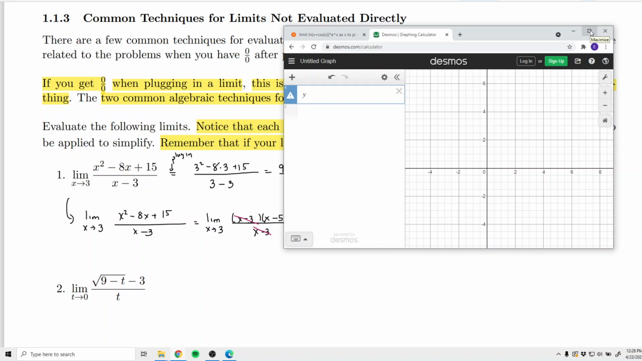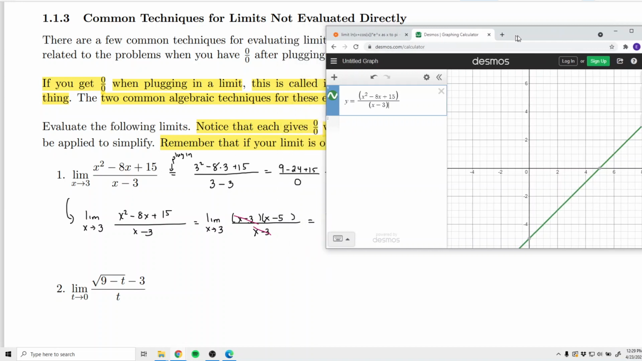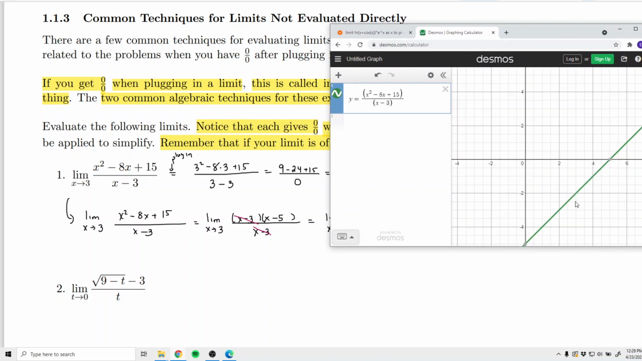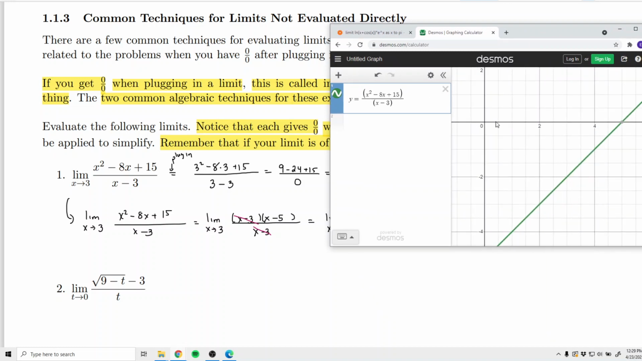So y equals x squared minus 8x plus 15 divided by x minus 3. Now what we figured out in the first part was that we got 0 over 0 when we plugged in 3. So if you look at where x equals 3, it looks like it's about right here. You go down to the graph, and the limit does look like negative 2, so we must have done it right. But what happens if you're on 3 exactly is it's undefined.